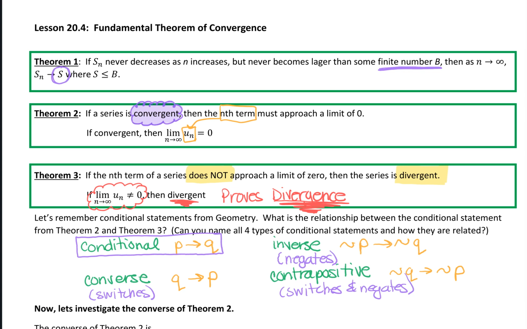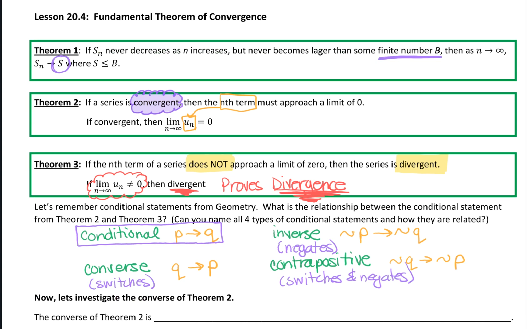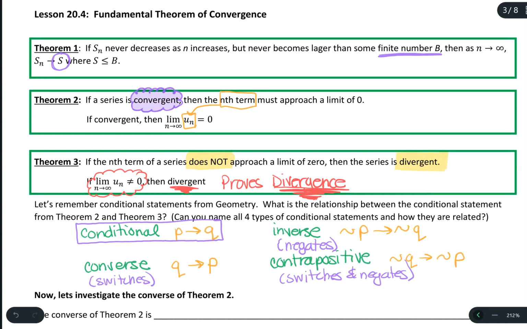All right. And so now here we are ready to continue on and talk about the relationship between these four. Okay, so using these four, we want to talk about the converse of Theorem 2. So looking at the converse and looking at Theorem 2, let's go ahead and write the converse of Theorem 2. A converse we know is going to switch. Here we have Theorem 2. So if we just switch the hypothesis and the conclusion of Theorem 2, what are we going to end up with?